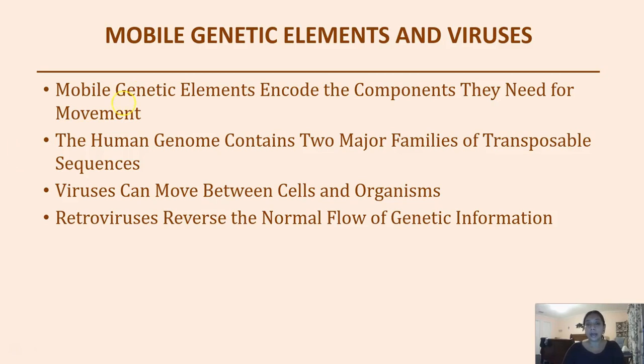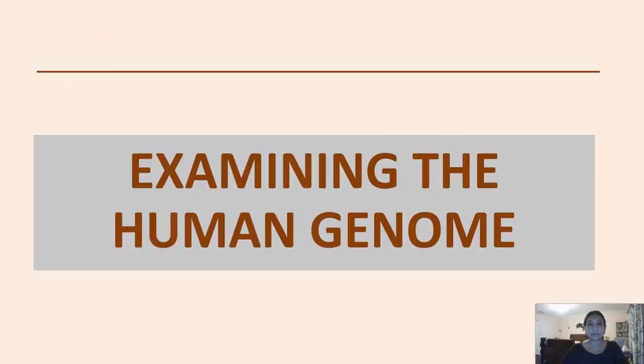Viruses can also act very similar to mobile genetic elements, but they can move between different cells and organisms, right? Different organisms too sometimes. Retroviruses are the ones that specifically act very similar to those retrotransposons and reverse the normal flow of genetic information, where you have an RNA transcript that gets transcribed back into a DNA, integrated into the genome, where it starts the cycle back again.